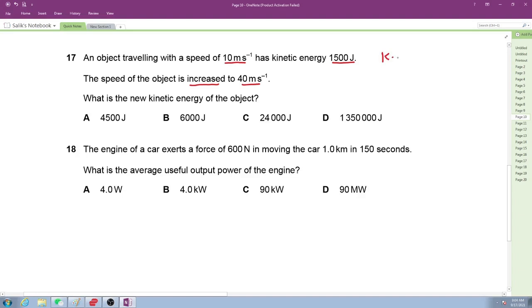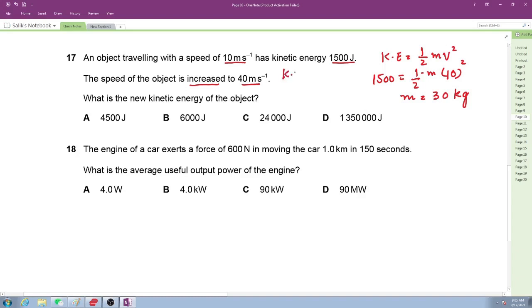So we can say kinetic energy equals half m v squared. When the speed is 10, we can find the value of mass, and the energy is 1500 joules at that time. So the mass equals 30 kilograms. Now we have the mass, we can find the new kinetic energy.